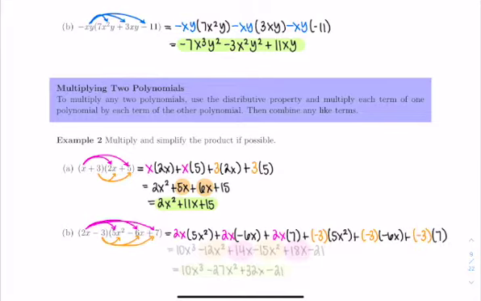So again, the numbers in black didn't change. The only thing that changed was the number up front that we were distributing. So let's go ahead and simplify. 2x times 5x squared gives me 10x cubed.